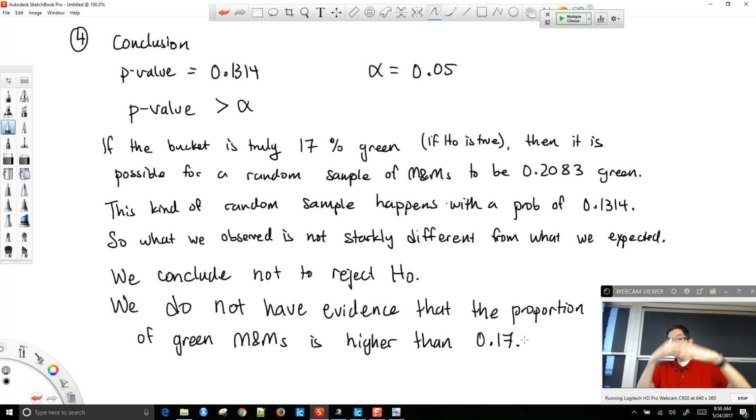That was us walking through the entire hypothesis testing procedure for a single proportion. We'll take a look at dealing with two proportions on Friday. Okay, have a great day.